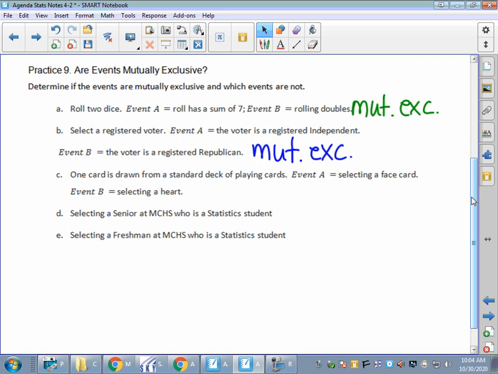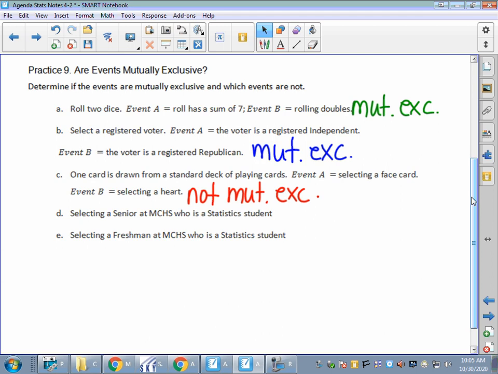C. So I'm going to draw one card out of our deck of cards. We've got that sample space in section 4.1. Event A, selecting a face card, and event B is selecting a heart. Can that happen at the same time? Could I have a face card that is a heart? That could happen, right? So these guys are not mutually exclusive. They can happen at the same time.